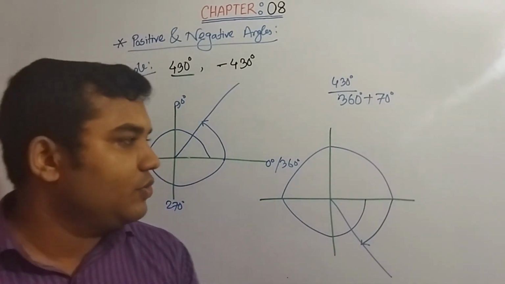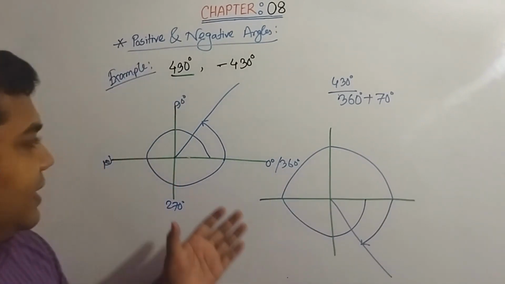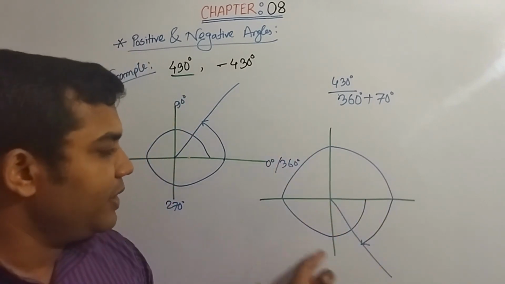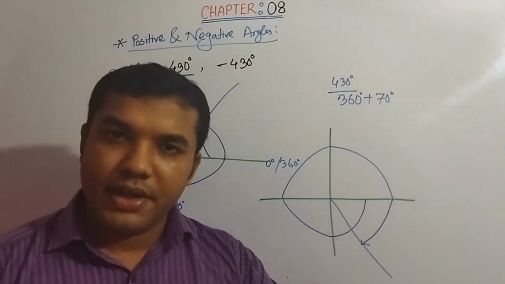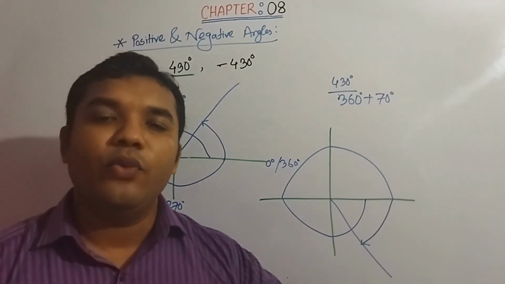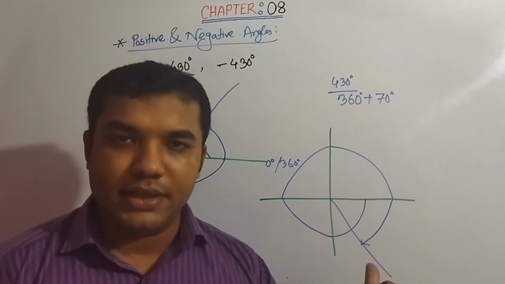I think, my dear students, you can understand that if the angle is positive, then the direction should be anti-clockwise, and if the angle is negative, then it should be clockwise. Clear? Thank you. If this part is clear, then we are going to talk about two types of angle measurement in this lecture.